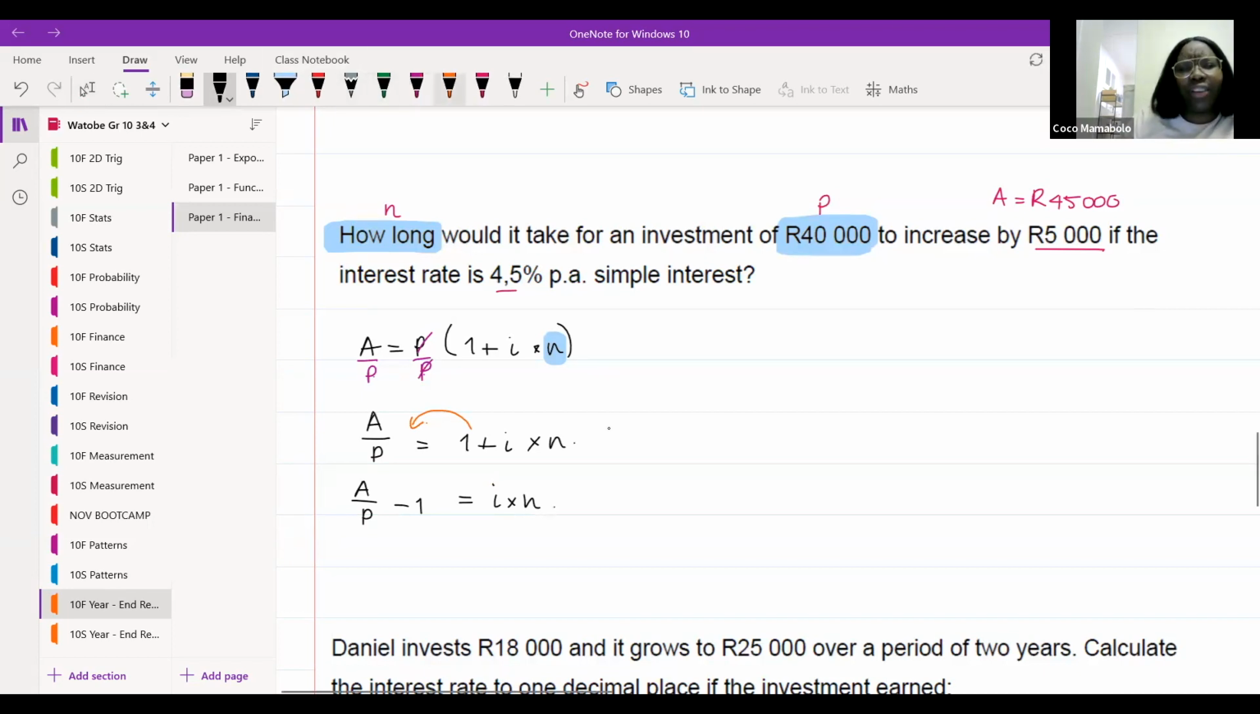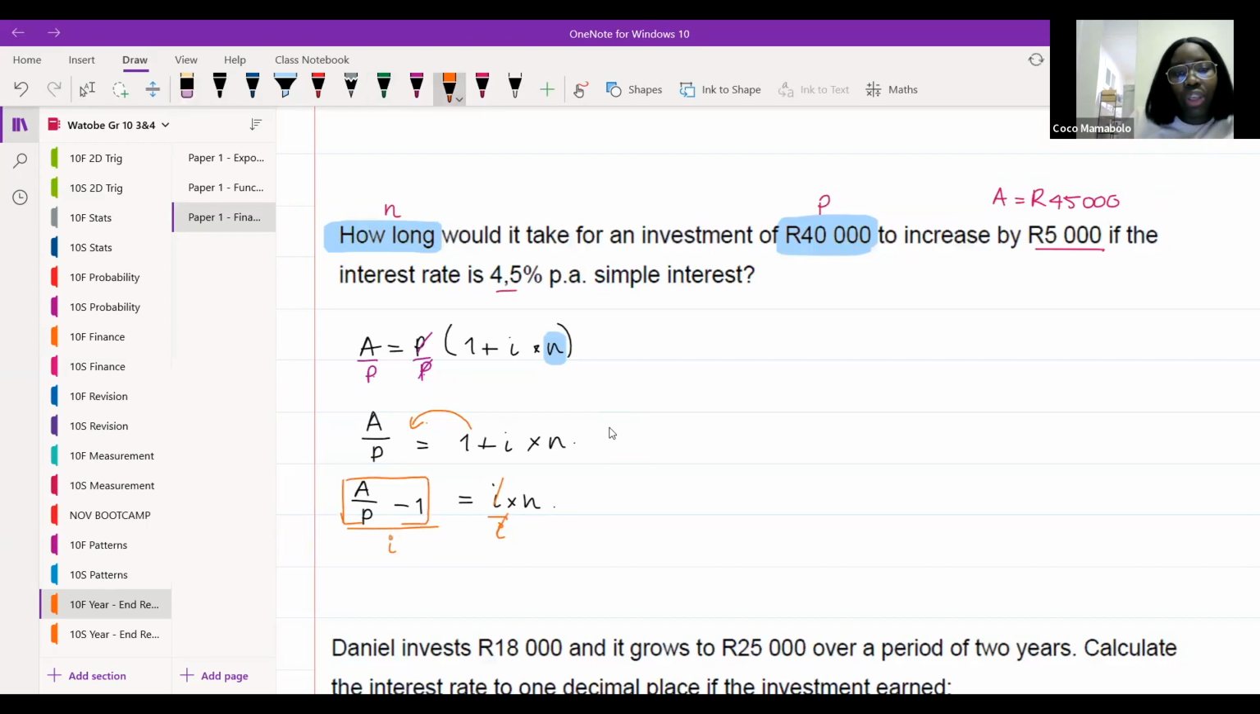Oh, Karabo, you're on fire today. Karabo's just got all the answers that we need. Divide by I, divide by I. Now, I want you guys to look at this very carefully. I want you to note here that the whole of A over P minus 1 is being divided by the interest rate. The whole thing.